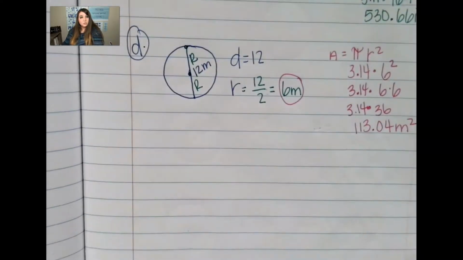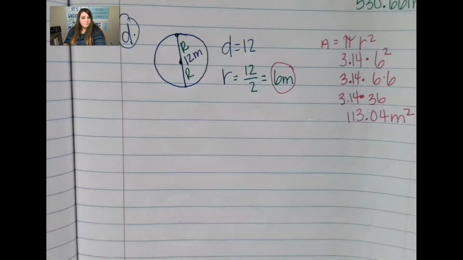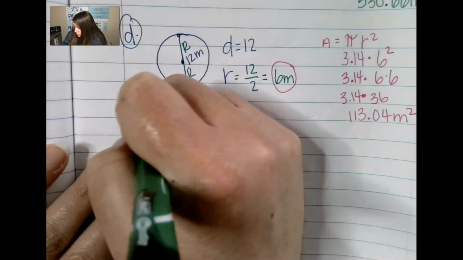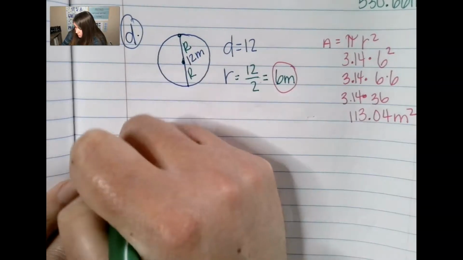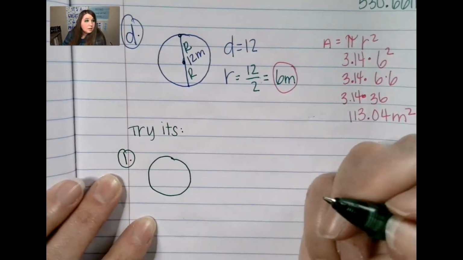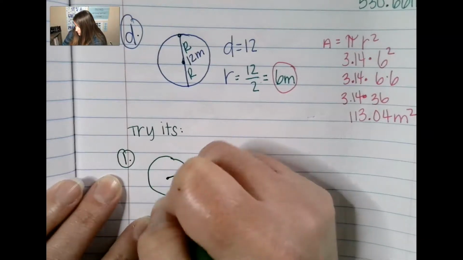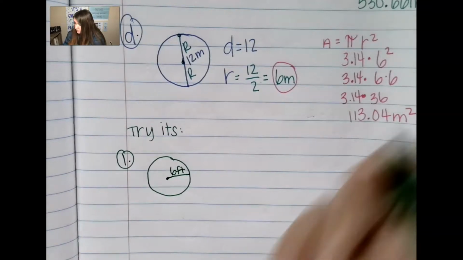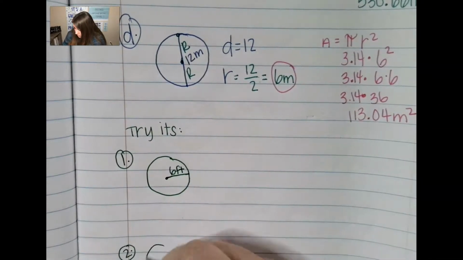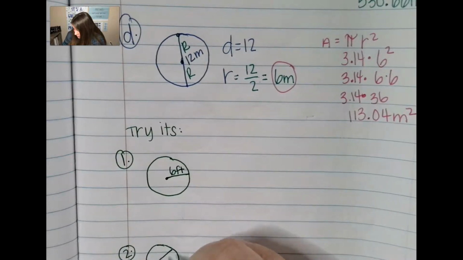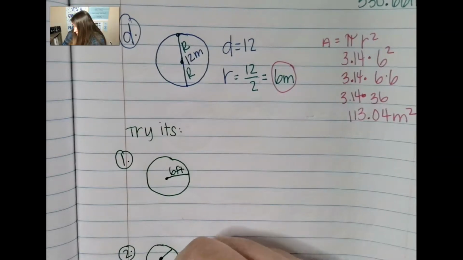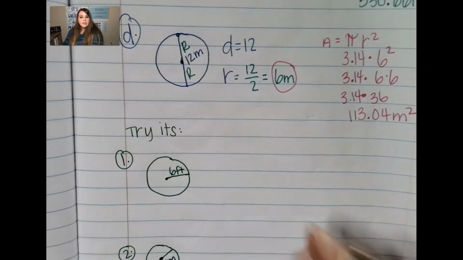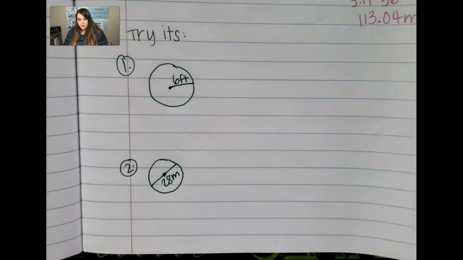All right. It is your turn now to do a try it or two. And we are going to find the area of some circles. I'm going to do one of each with the radius and one with the diameter. So we'll go back to just giving you the diameter or the radius first. Circle number 1 has a radius of 6 feet. And circle number 2 has a diameter of 28 meters. All right, go ahead and solve both of these when you're ready. Come on back and hit play so that you can check your level of understanding.